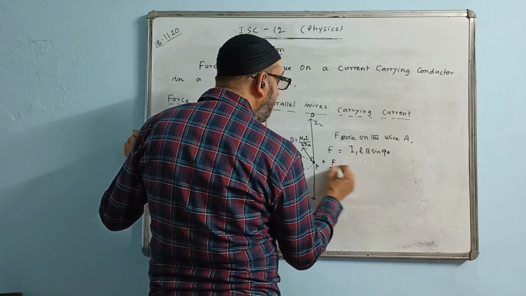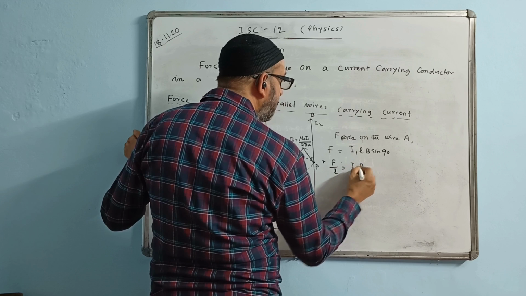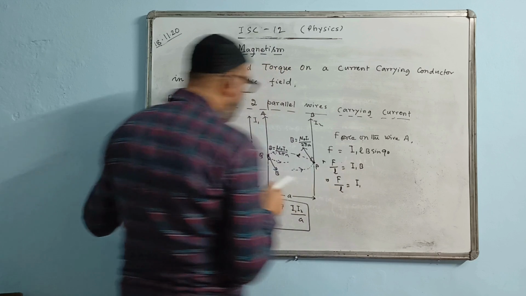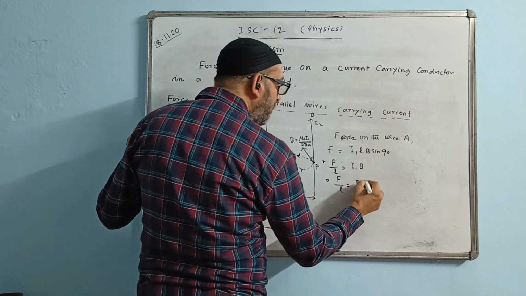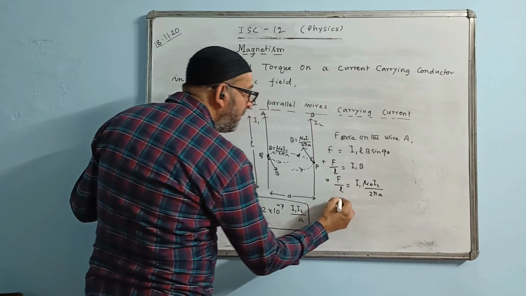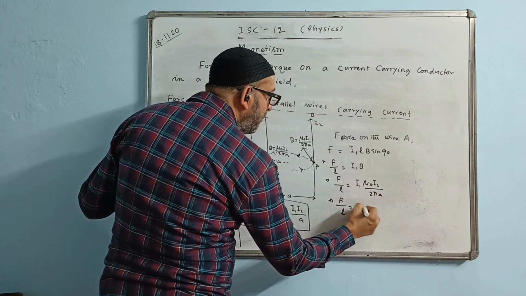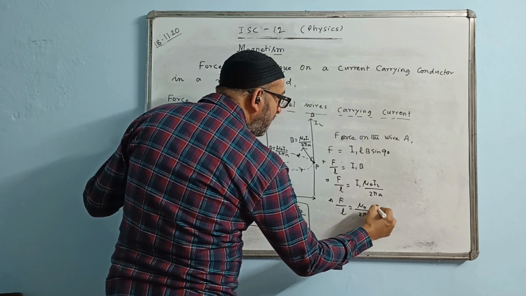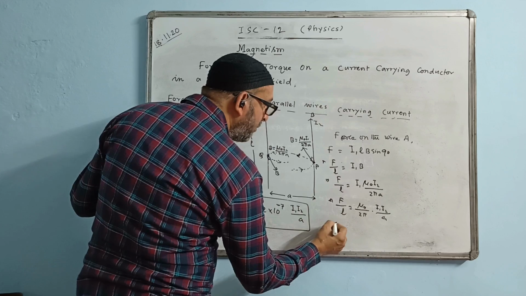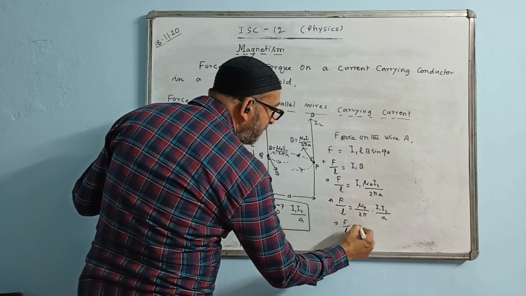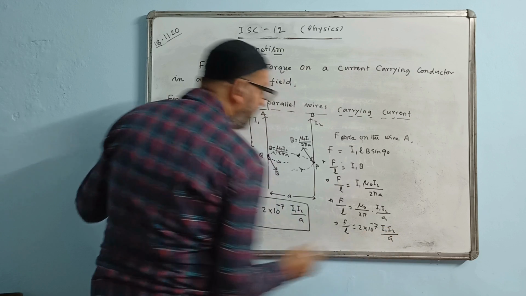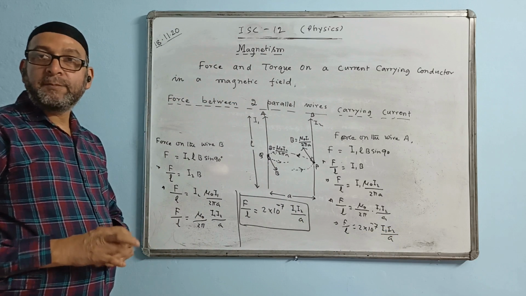Here again I write F by L is I1 as it is B. Sine 90 is 1. F by L is equal to I1. Put the value of B. The value of B is this much: mu naught I2 by 2 pi A. Ultimately, F by L is equal to mu naught by 2 pi I1 I2 by A. The formula is same. Put the value of mu naught by 2 pi, the value becomes 2 into 10 to the power minus 7 I1 I2 by A. The formula remains the same.